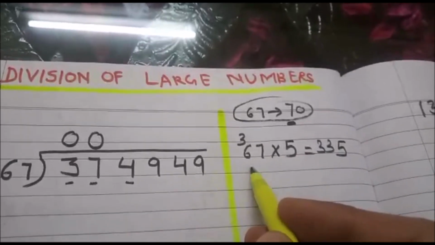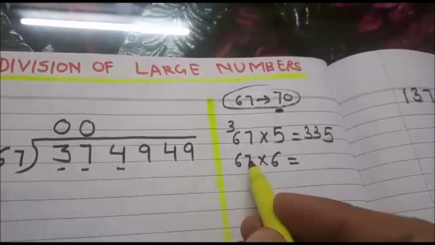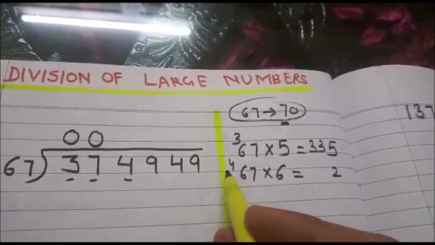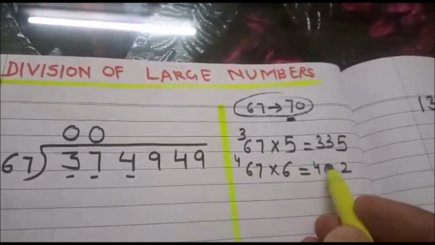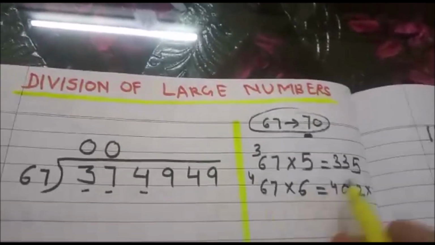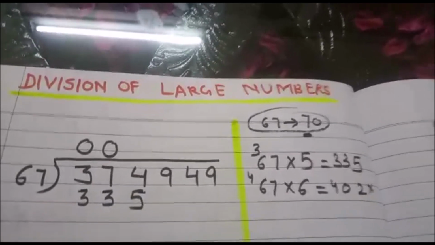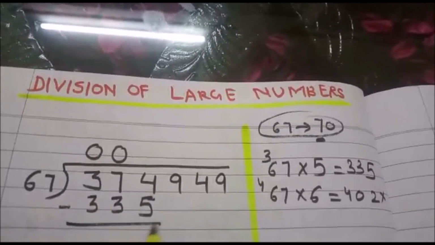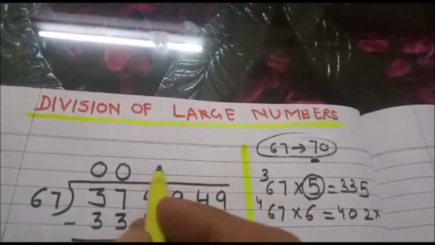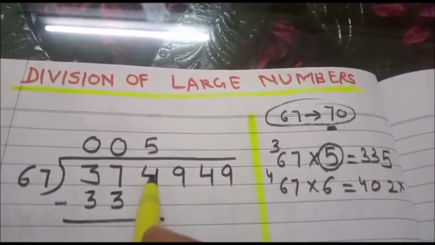Again, you can just check by taking the number 6 whether you are right or wrong. 6 7s are 42. 4 carry over, 6 6s are 36 plus 4, 40. You cannot go for this number. This is greater than this. So we will take 335 below 374 and just subtract these two numbers and write 5 in the quotient above 4. Now find the difference of these two numbers.